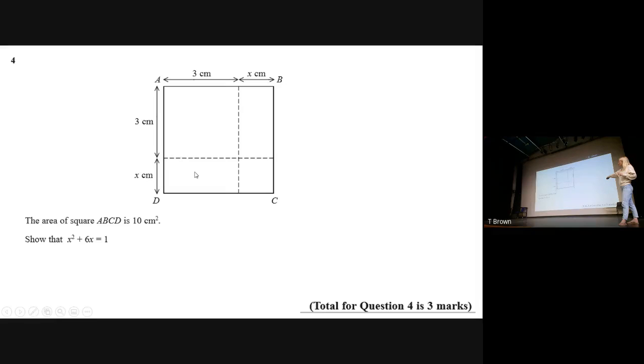What about this bit down here? We've got a height of x and a width of 3. That bit's going to be 3x as well. What about this square? We've got x for the height and x for the width. Very, very good. Well done. So hopefully that makes sense.